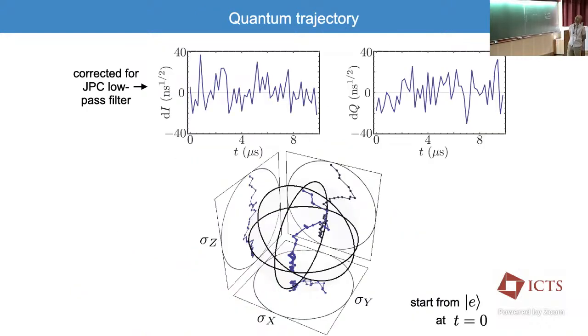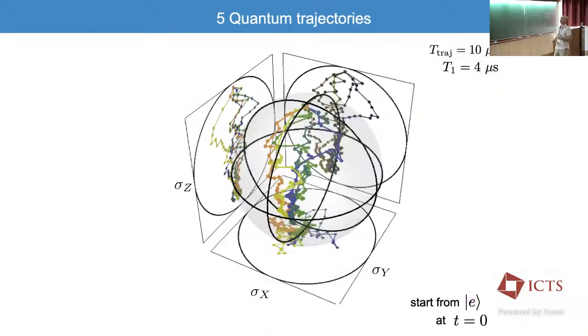To give you a picture of what's going on, this is one experiment where we measure the two quadratures as a function of time when the qubit starts in the excited state, and solving the stochastic master equation shows a trajectory which looks like this. So it ends up close to the ground state here. If we plot 5 different trajectories, each color corresponds to one experiment, and you see 5 possible trajectories that each go from the excited state to more or less the ground state.